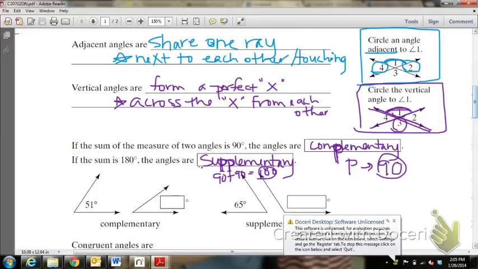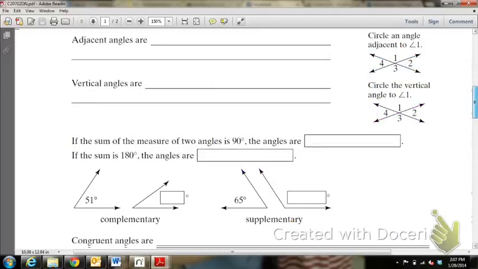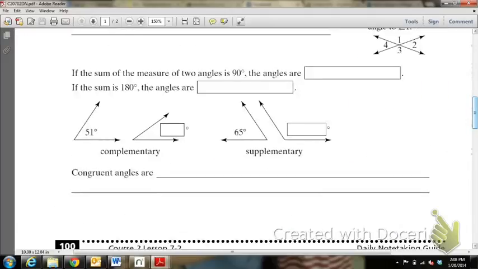All right, so I'm going to have to scroll down so I can make that little box there go away. So pause the video if you need to before we fill in these blanks. All right. I'll just fill it in. That's complementary, complementary, supplementary.